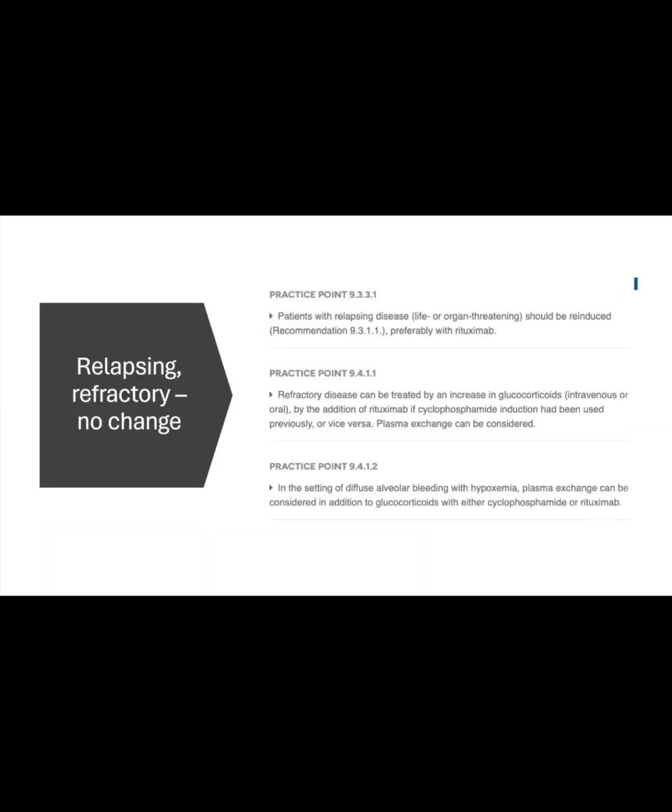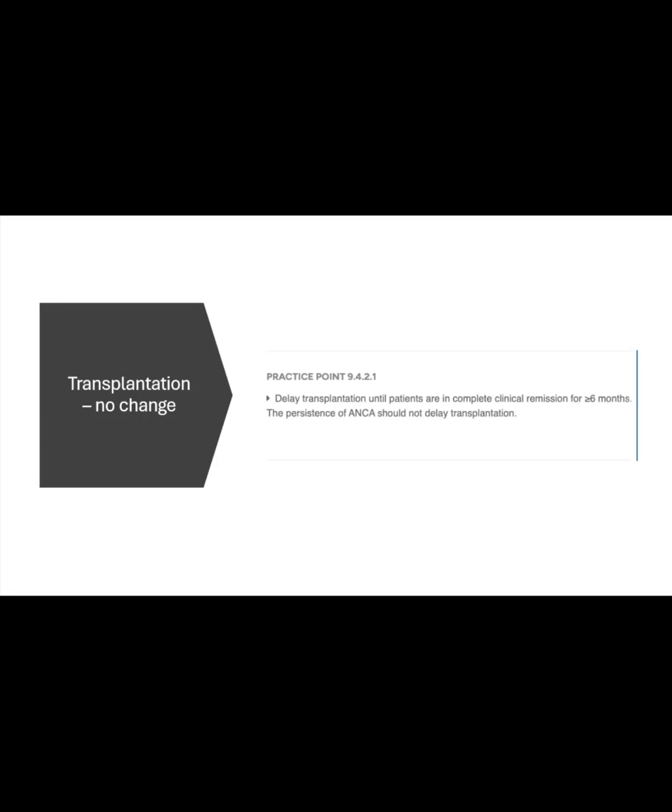There is no new information to guide clinical approaches to ANCA vasculitis in patients with relapsing or refractory disease or after kidney transplantation. Thus, the content of the 2021 guideline did not change. Once again, there's no additional information about transplantation and ANCA vasculitis, so the recommendation has remained that a patient should be in complete clinical remission for 6 months before a transplantation is considered.